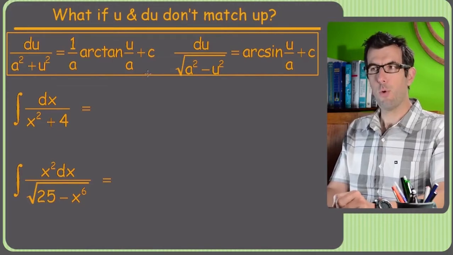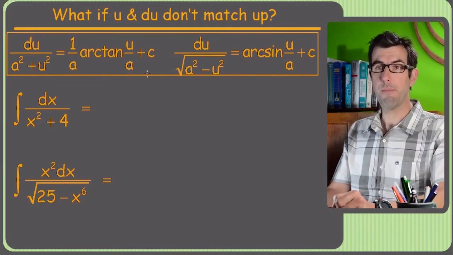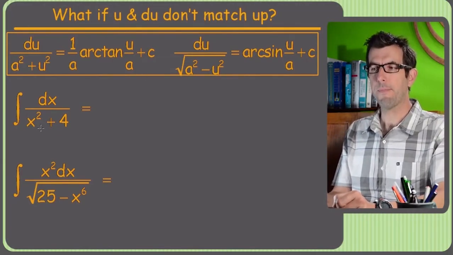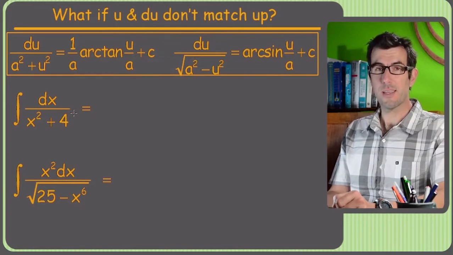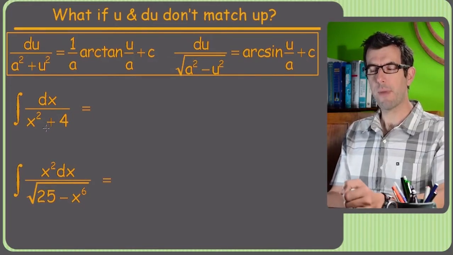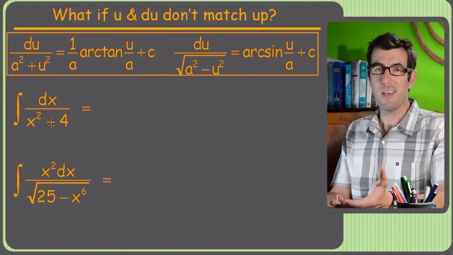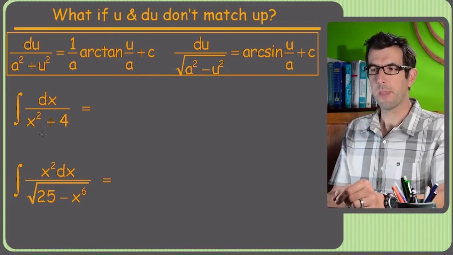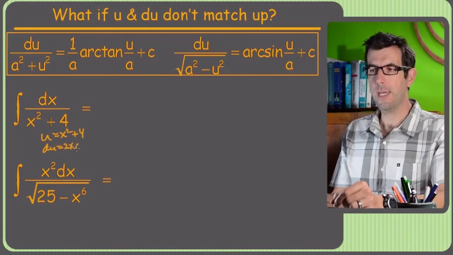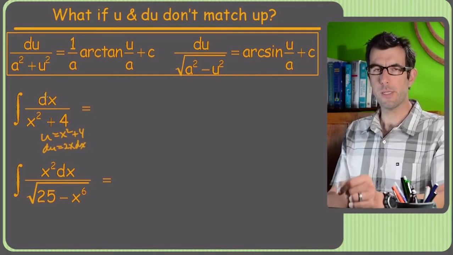All right. Well, what if our u and our du don't match up, and they just can't be made to match up? So, for example, this one, dx over x squared plus 4, kind of looks a lot like the one we just worked. So my first instinct would be to say, there's a chance it'll work if I make my u x squared plus 4, then my du would be 2x dx. But you'll notice this one doesn't quite work out that way.